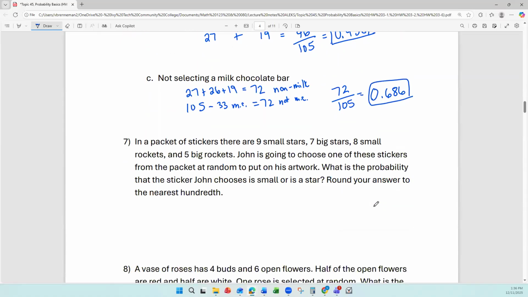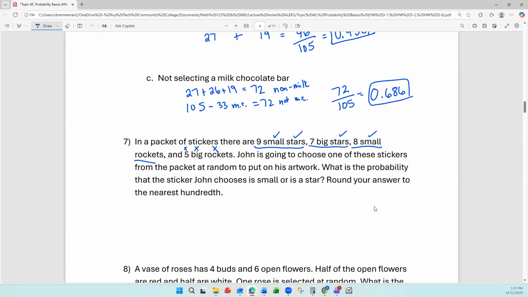Number 7, now we have items described by two characteristics. So small stars, big stars, small rockets, big rockets. Those could be on a table of values, but here they're just listed. But we're looking for the probability of choosing something that's small or is a star. So the 9 small stars are included because they're small. They're stars. Doesn't matter that they're both. As soon as they're either one of those, they're included. The 7 big stars are stars, so they're included. The 8 small rockets are small, so they're included. The 5 big rockets, they're not small. They're not stars. They're not included.